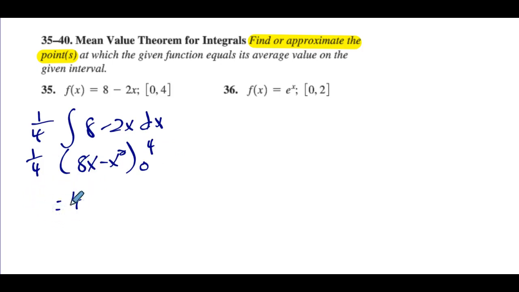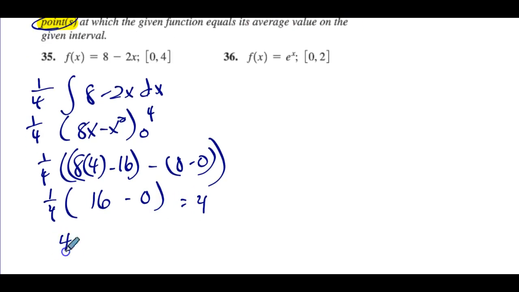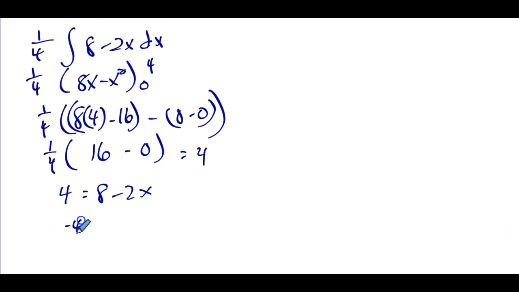So I don't know, do you want to see a little bit more? I did a little bit in my head here. So 1/4, and then throw in a 4 here, minus 16. That's the 4 minus, and then it's, I don't know, 0 minus 0 if you want to see it all. So this is 1/4 of 16, 32 minus 16 is 16, and then again, that's 4. But the important thing is you're not done, because it says find the points. So all you have to do is set that average 4 equal to 8 minus 2x, and give me the x value. So negative 4 equals negative 2x, excuse me, and x is 2.